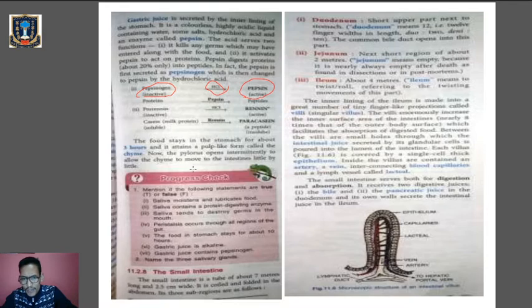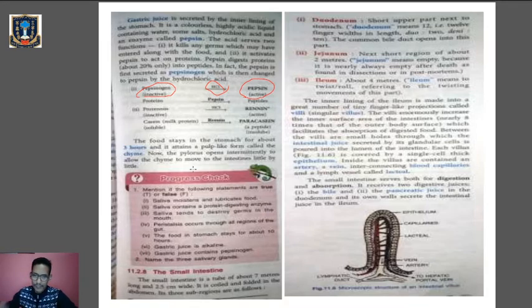Now we'll discuss the ileum part, because the inner lining of the ileum has tiny finger-like projections called the villi, or we also call it villus. Now what is the function of the villi, or how does the small intestine help in the digestion or absorption of the food particles? The function of the villi is that they increase the inner surface area of the intestine for the absorption of food particles.